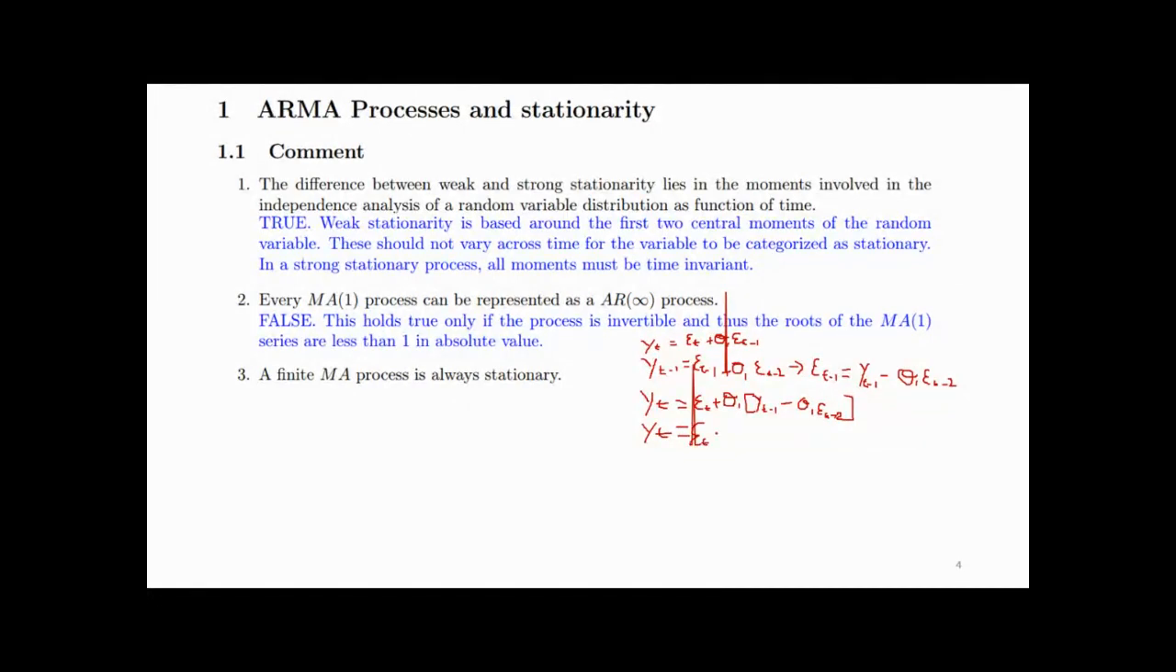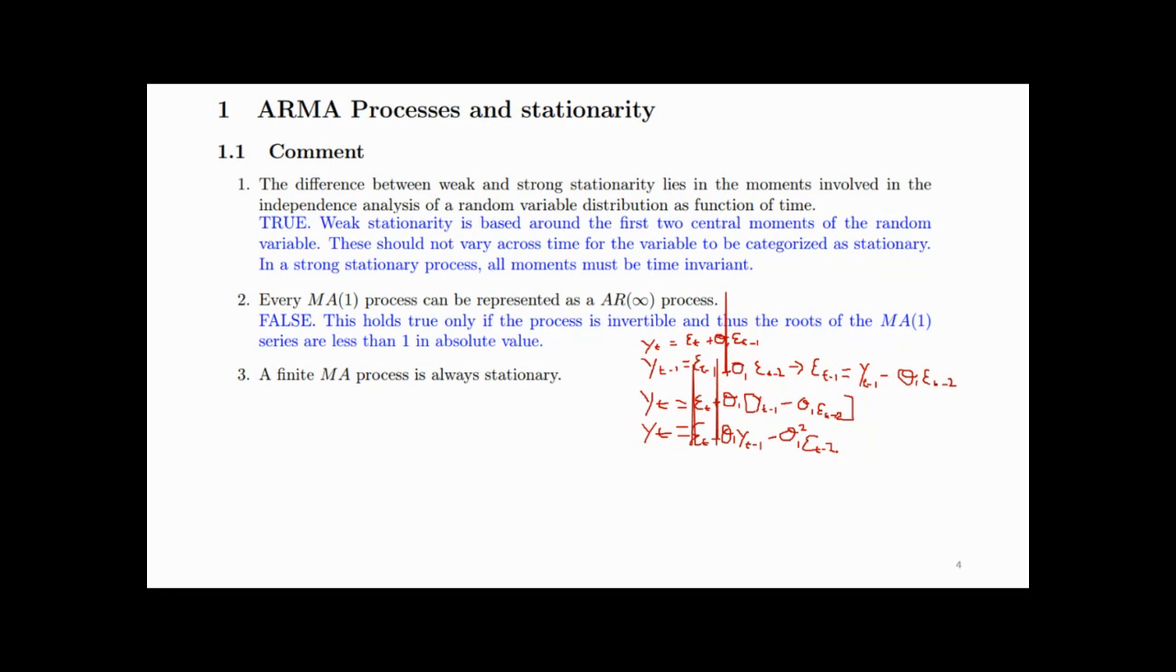Epsilon t plus theta 1 yt minus 1. So we started getting the AR component minus theta 1 squared epsilon t minus 2. So if we started replacing again, then we would get theta 1 cubed, then theta 1 to the 4th power, to the 5th power, to the 6th power.